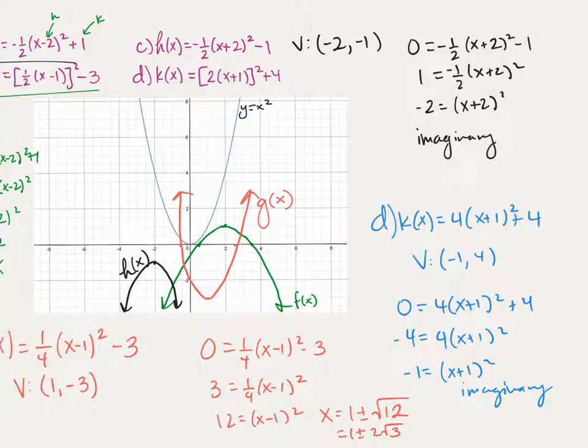So we're going to graph by plotting (-1, 4). And then it opens up. So, like so. And it's skinny, whereas the other one was fat, because it's a whole number, not a fraction.